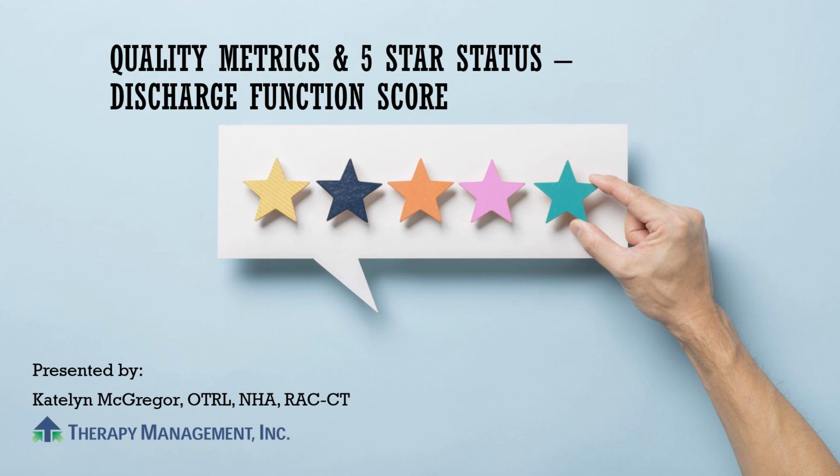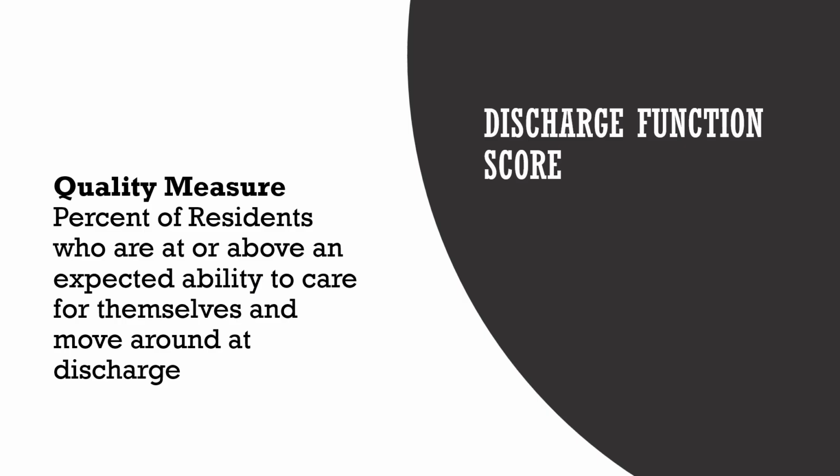We're going to spend some time today talking about the discharge function score, which is one of those new measures from CMS, one of those updated measures that's impacting our QMs and our 5-star status. The specific quality measure that we're looking at reads the percent of residents who are at or above an expected ability to care for themselves and move around at discharge, aka the discharge function score. We're going to look at some variables that go into the score, where the data that makes up the score is coming from, and provide some recommendations for your team moving forward.